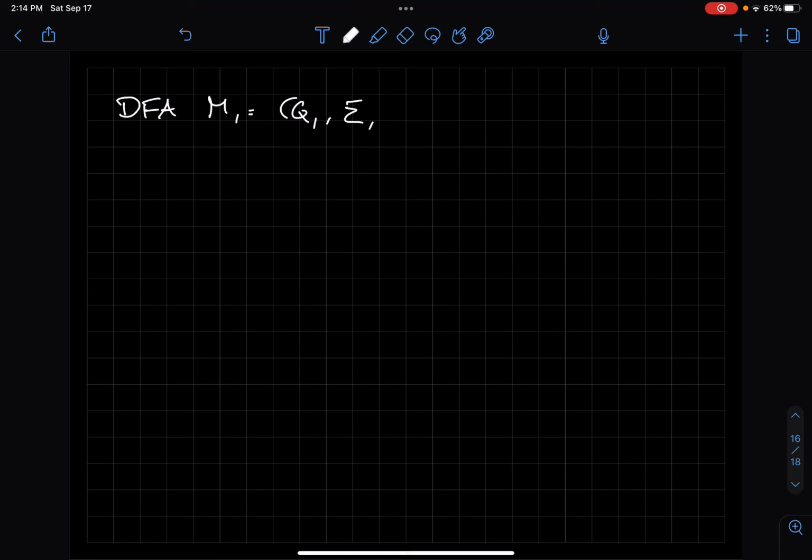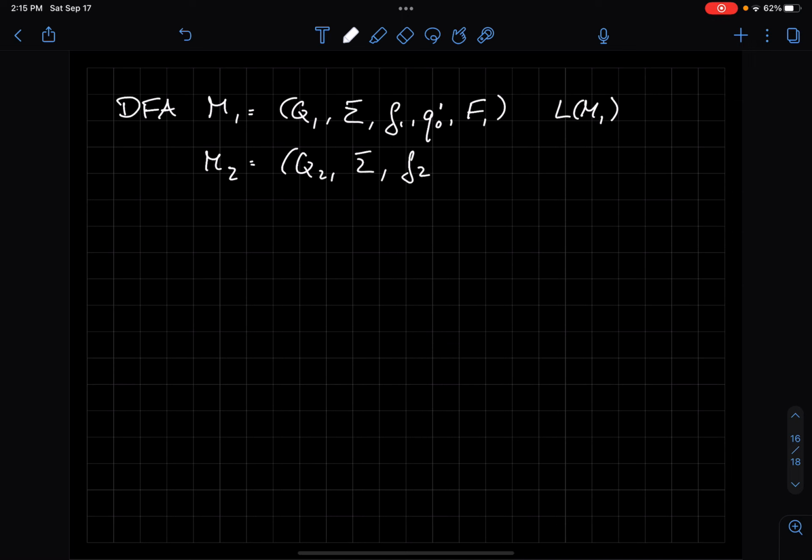Let's say delta 1, Q0, superscript 1, and then F1. So that's one machine. So the language accepted by this machine is L of M1. And the language accepted by M2, then I have another machine with states Q2, the same alphabet, the transition function delta 2, initial state Q0, superscript 2, and final state F2. So then this language accepts L of M2.